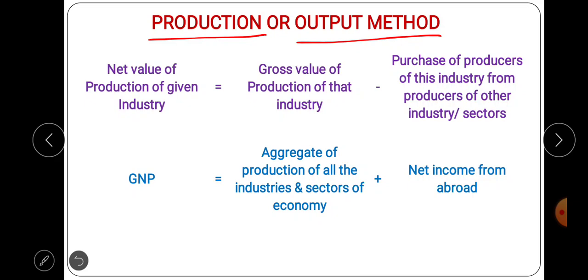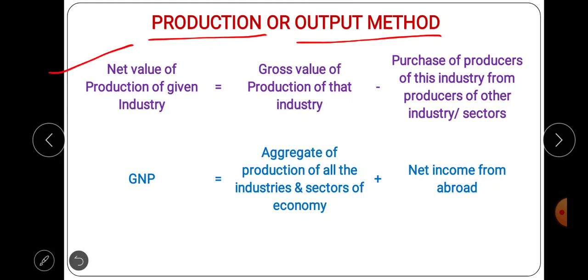Okay. So, the aggregate or the net value of production of all industries and sectors of the economy plus the net income from abroad will give us the gross national product. Okay. And then by subtracting the total amount of depreciation from the figures of the gross national product, we get the national product, or we can call it national income. Okay. And these are the formulas which are utilized for calculating the GNP by the production or output method.